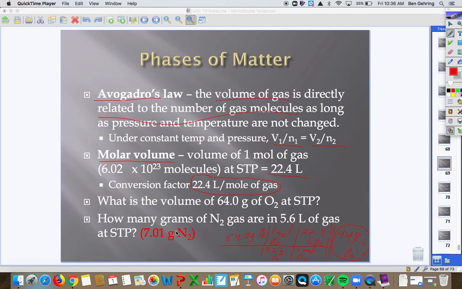I'm going to have you work through the second one. I want to know how many grams of nitrogen are in 5.6 liters of the gas. When I ran it, I got 7.01 grams of nitrogen. So run it through, see what you get, see how you do, and we will continue on.